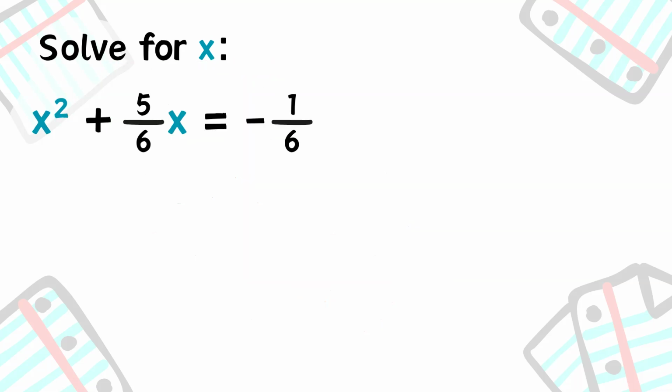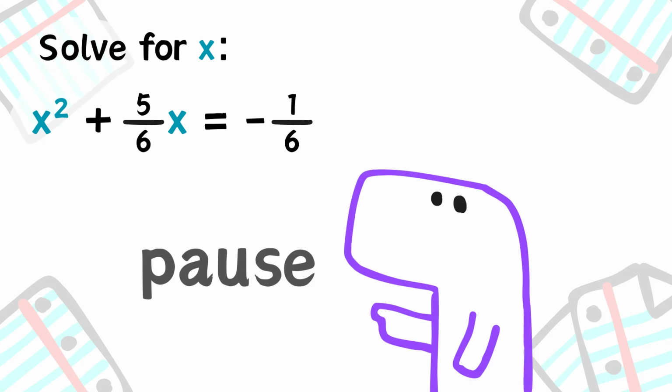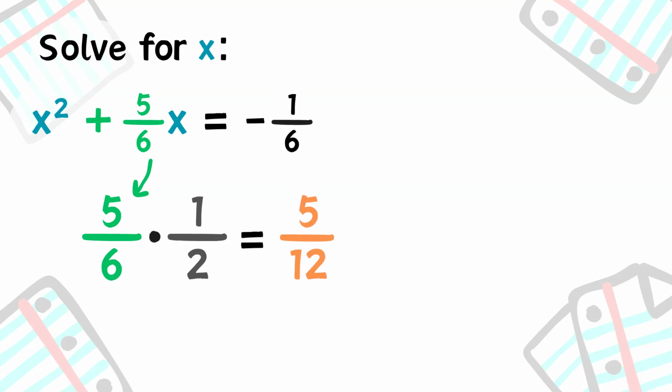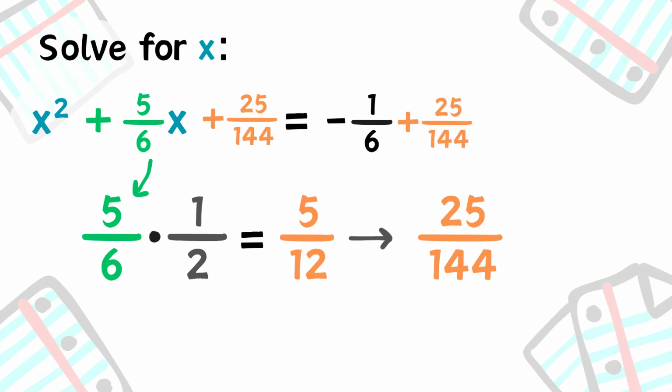Solve for x in this quadratic by completing the square. This one deals with fractions, but you can do it. Give it a shot. Alright, so in this example, x is already isolated for us. So now let's complete the square. What is half the coefficient of x? Well, 5 over 6 times 1/2 is 5 over 12. Now we square this and we get 25 over 144. And now we add this to both sides of the equation.